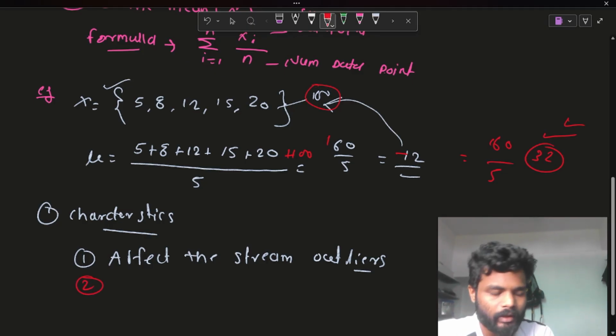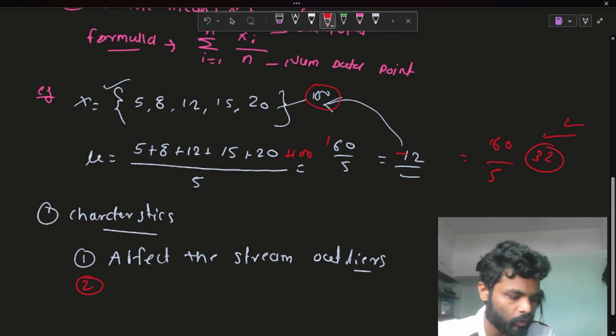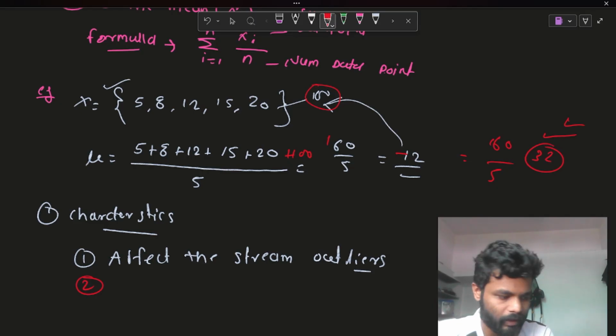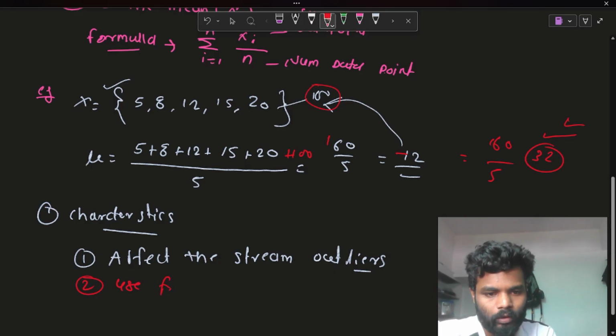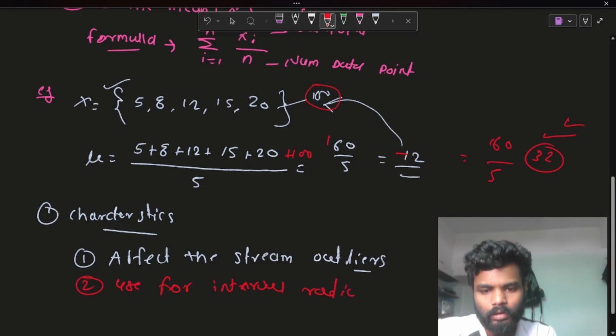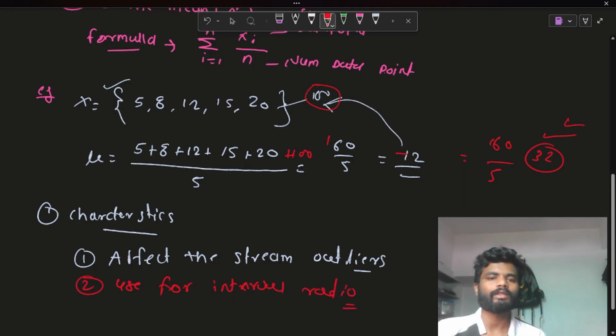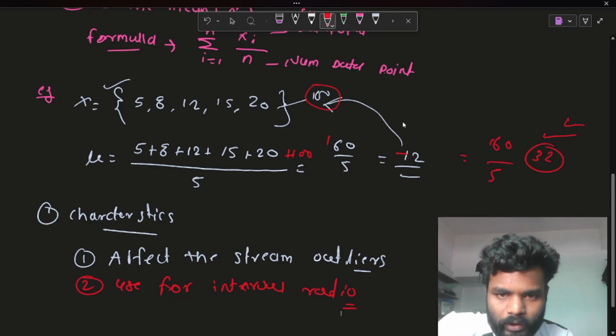I hope you know about the ratio. You will see in my previous video that I talk about what the interval ratio is in a data set. So basically, the mean is used for interval ratio data. That means we calculate the average in simple terms.